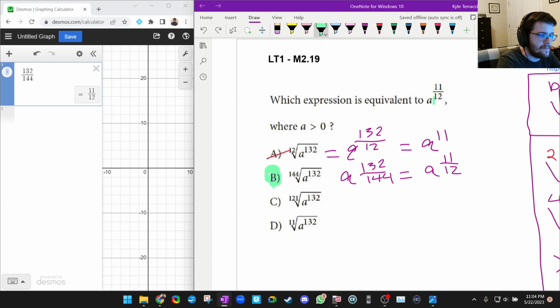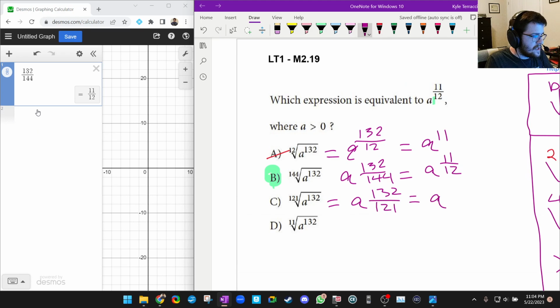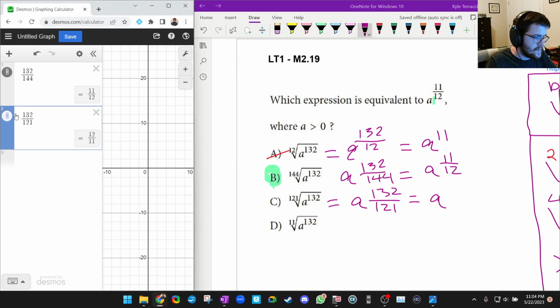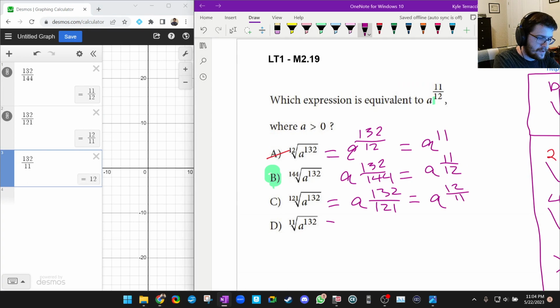Why don't we just do the rest of them? So this one is a to the 132 over 121. Let's see what that is. 12 over 11. And 132 over 11, that's just 12. So you see the only one that matches is B.